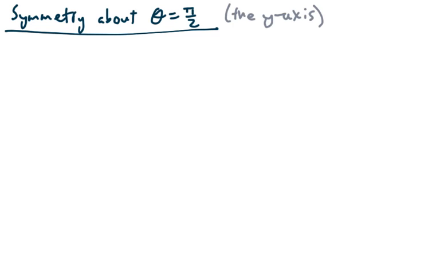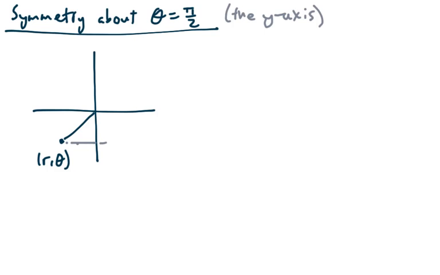So let's try now symmetry about theta equals pi halves, symmetry about the old y-axis. Let's suppose that we have a point somewhere, and we're going to call it r comma theta. And we want to find another point that is on the opposite side of the y-axis. So from here, you go this way, and then you go this way the same amount in the opposite direction from the y-axis, and you get a new point here. How would we describe this point?